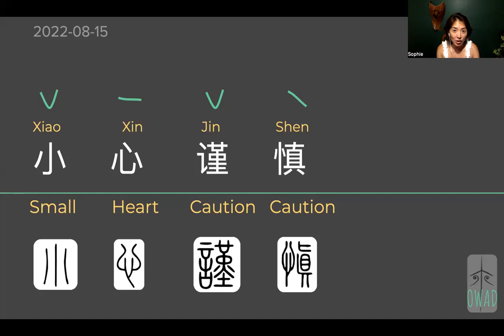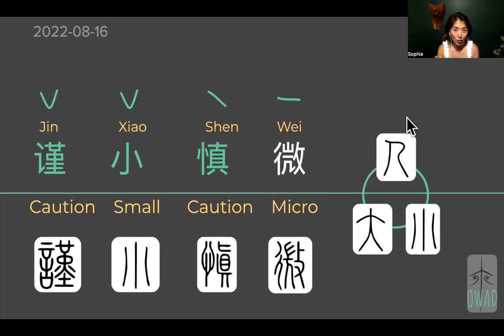Okay, 小心谨慎. We learned the expression is basically about caution, but it used 3 different ways to describe how you be cautious. One is you need to narrow your attention to focus on one thing. So that's our small heart. Heart is the attention function of your mental activity. And 谨慎, 谨 is about being careful with your words. And 慎 is being careful with your observations and what kind of conclusions you're going to make. And today we're going to have 谨小慎微.